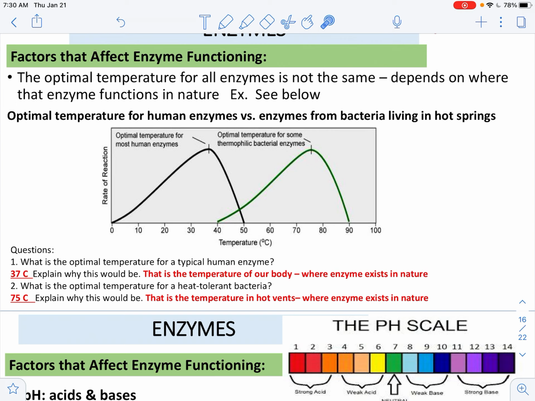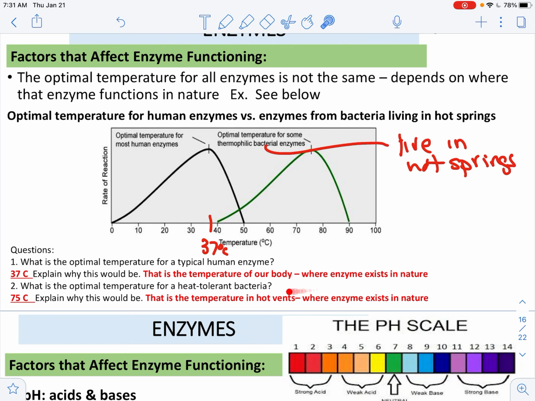Human enzymes are going to tend to all kind of have, like right here, like I just said, 37 degrees Celsius. It's humans. So notice the optimal temperature for most human enzymes peaks at that temp. Makes sense. That's where that enzyme has evolved to live, so to speak, or function. Whereas thermophilic bacteria, these are bacteria that live in hot springs or hot vents at the bottom of the ocean where it gets really, really hot. And they've evolved to live there. So it makes sense that the optimum temperature for the enzymes in that bacteria is higher, okay?